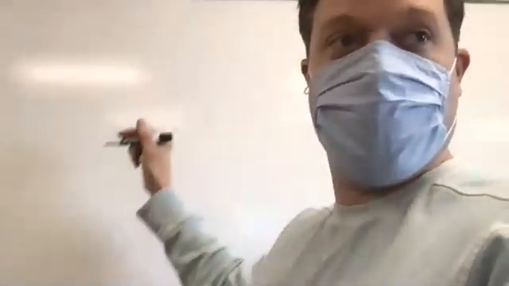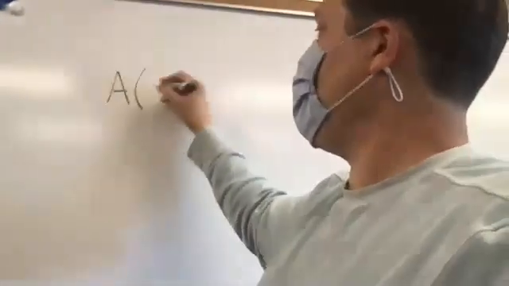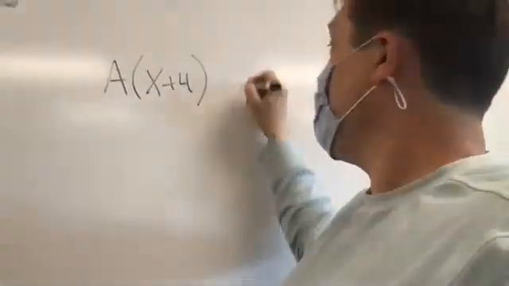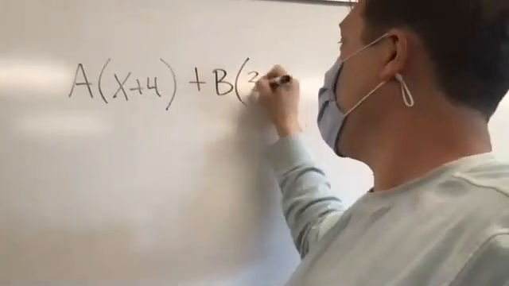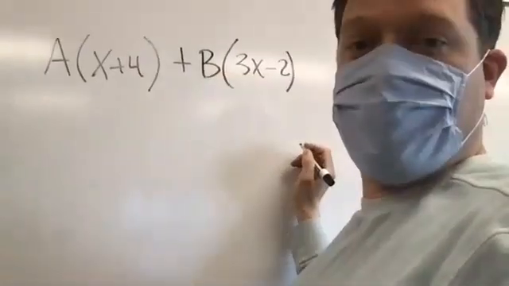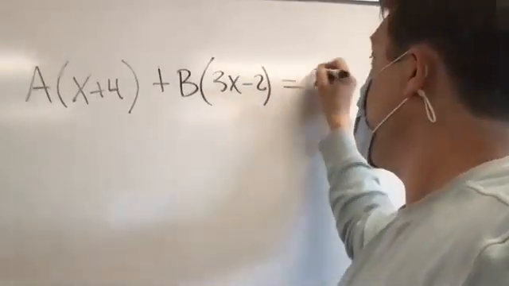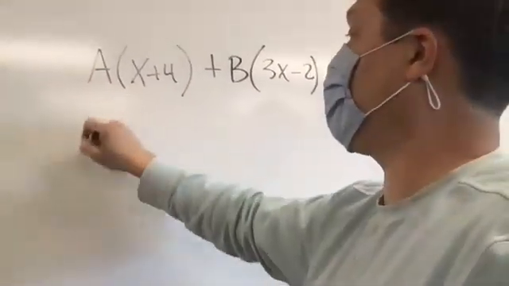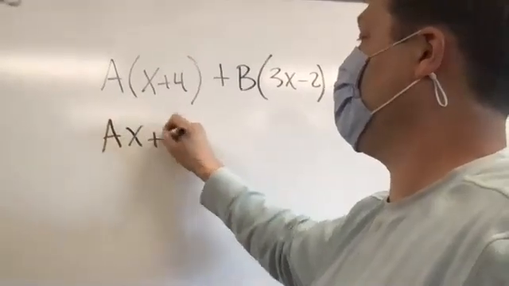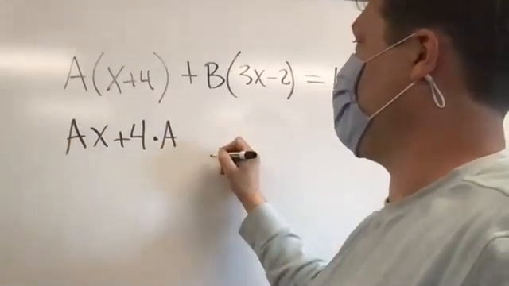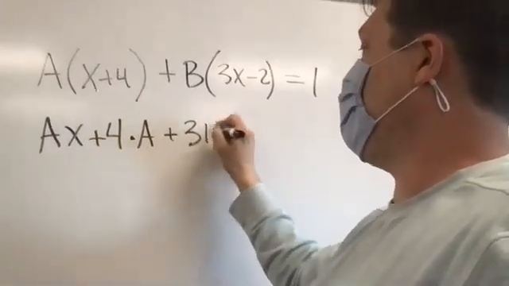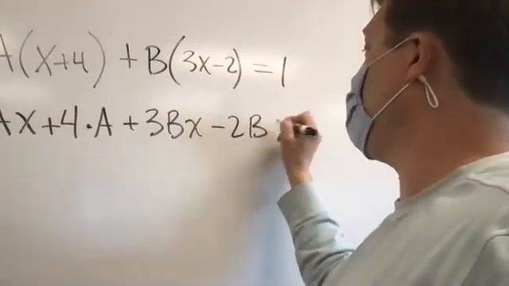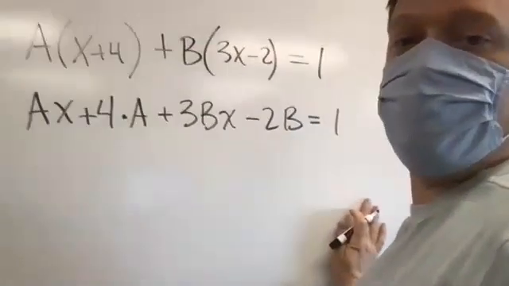See if I can read it. A times x plus 4 plus b times 3x minus 2 equals 1. Let's expand it all the way out. Ax plus 4 times a plus 3bx minus 2b equals 1.